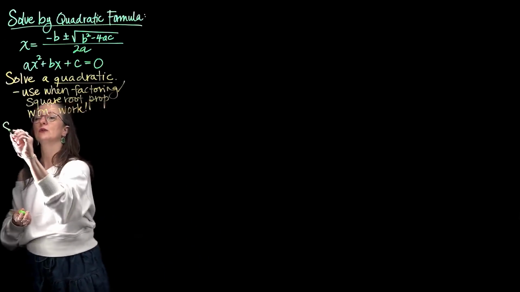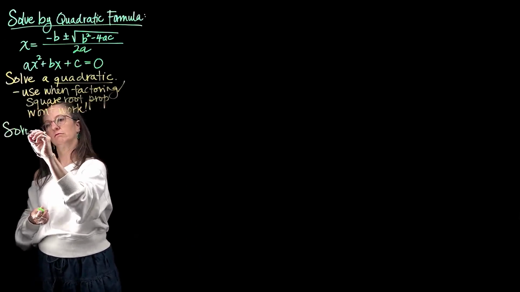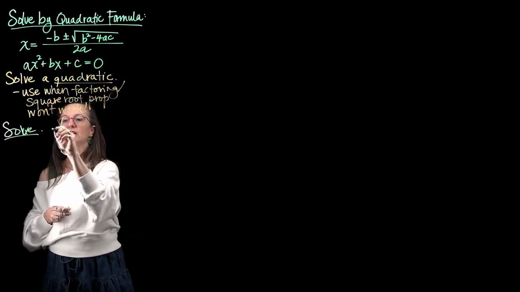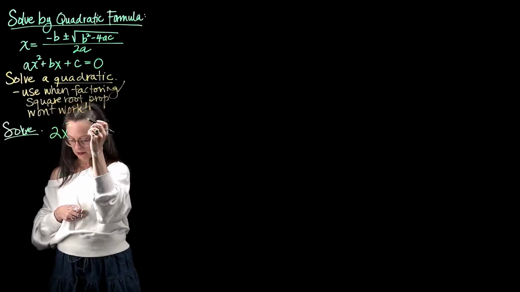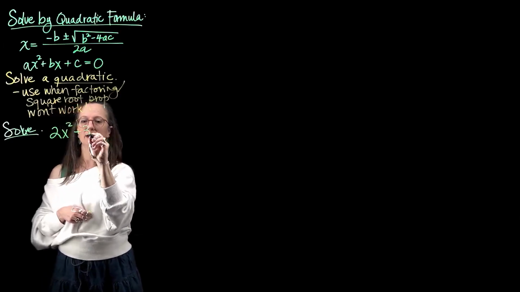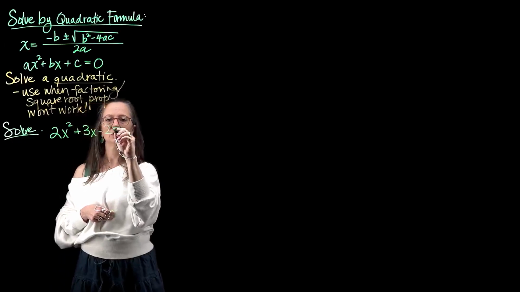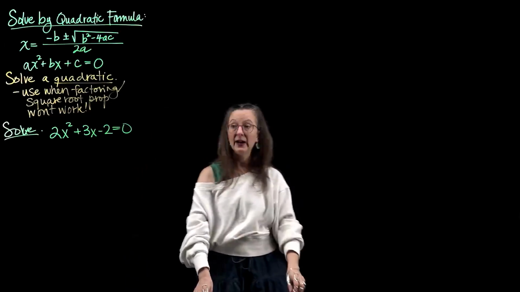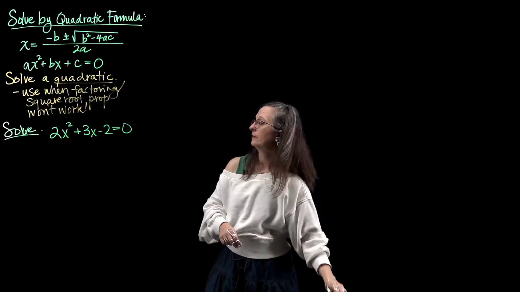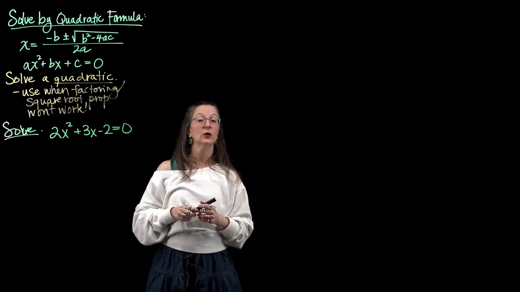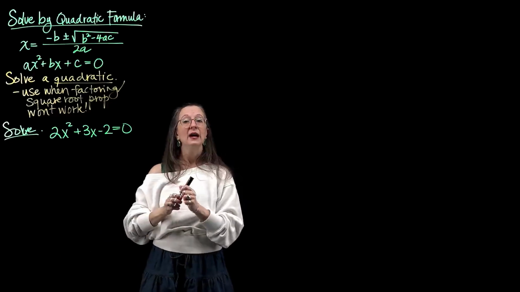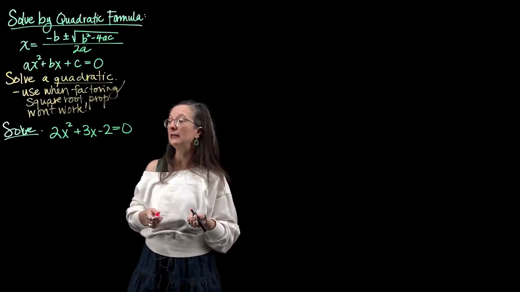So if we want to solve a quadratic equation that looks like 2x squared plus 3x minus 2 equals 0. All right, well, everything is already on one side. Our first step is taken care of. And now we can label our a, b, and c.